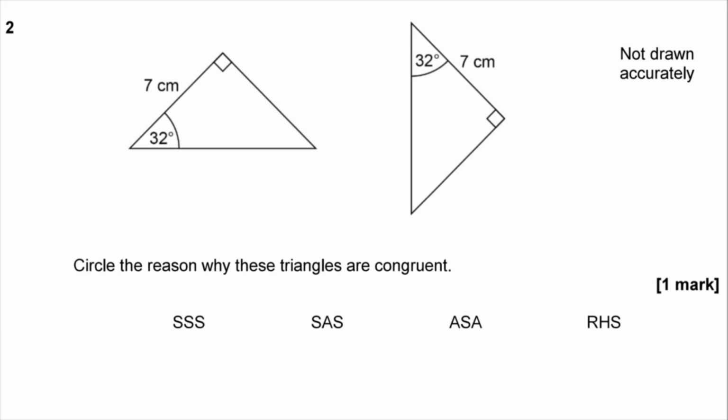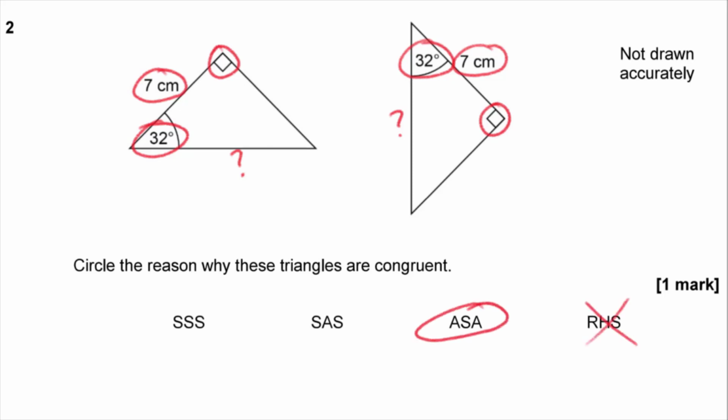Question 2. Circle the reason why these triangles are congruent. Now we've got 4 different rules for congruency for triangles, and these are our 4 different answers we can ring here: side, side, side; side, angle, side; angle, side, angle; and right angle, hypotenuse, side. So you can see here we do have a right angle in both, but what we don't have is the hypotenuse. Instead, we've been given those 32-degree angles that match up and the included side. So we've got 2 angles and an included side, so our reason for congruency is this one here, ASA, and not that one there.